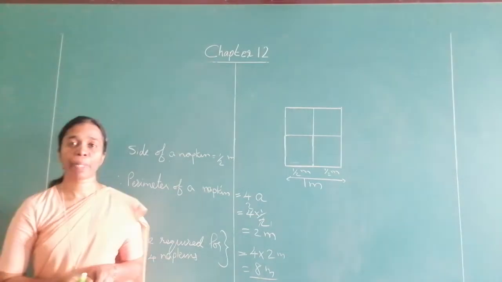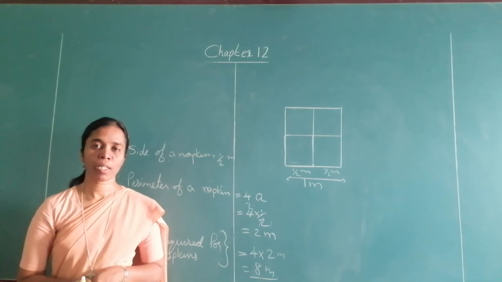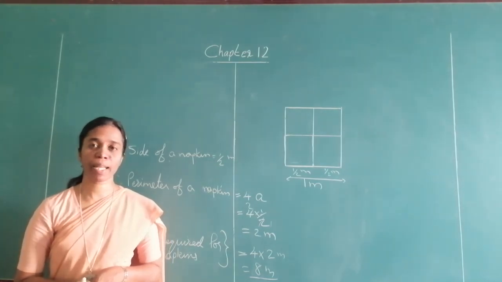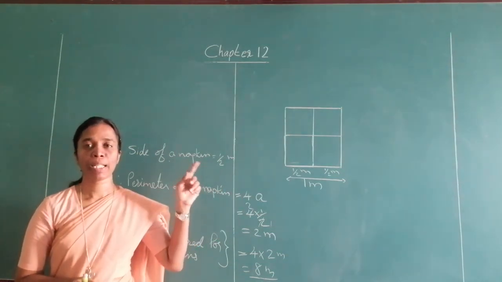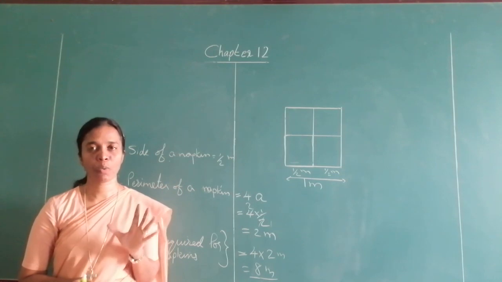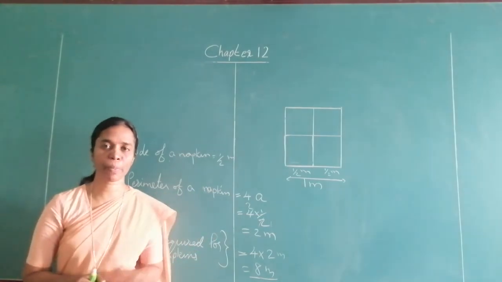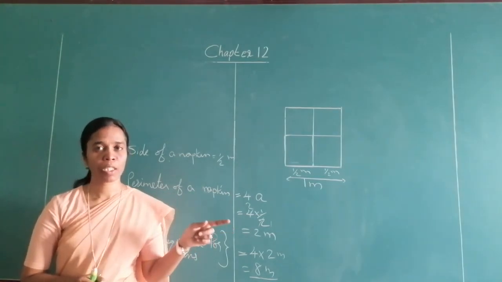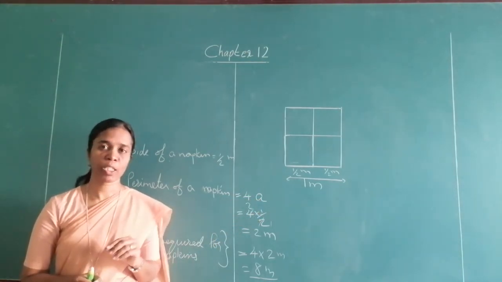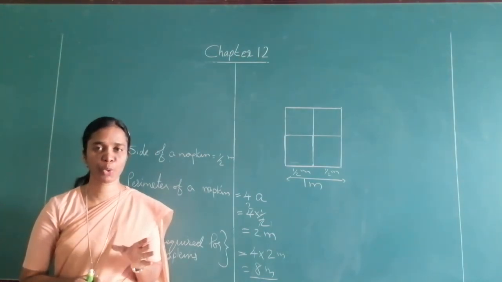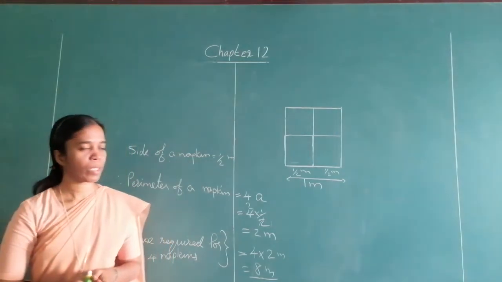So we have learnt perimeter of a polygon, in particular that of a square and rectangle. Perimeter means the sum of the length of all sides. Whatever closed figure is given to you, and the length of all the sides, you will get the perimeter. For a square, since all sides are equal, the formula is 4a. For a rectangle, since opposite sides are equal, the formula is 2(L plus B). Okay, we stop over here.